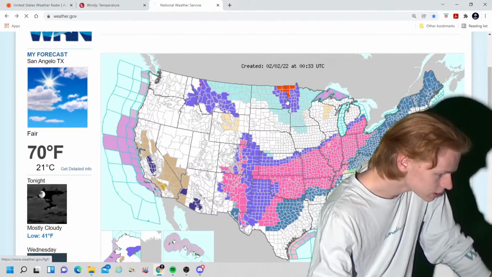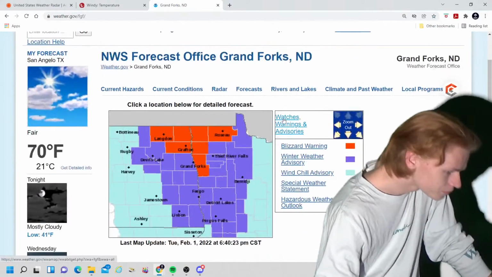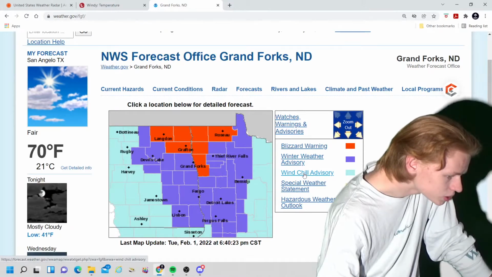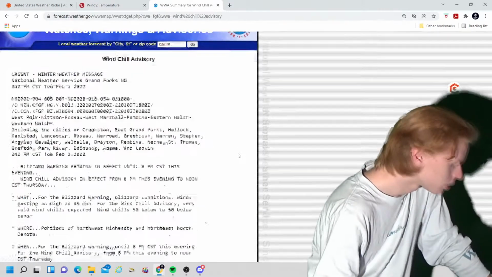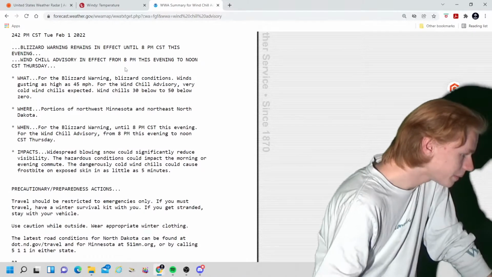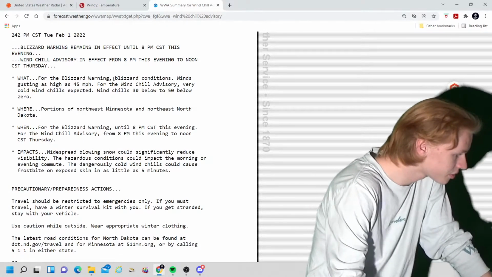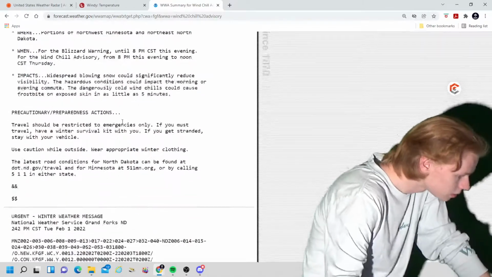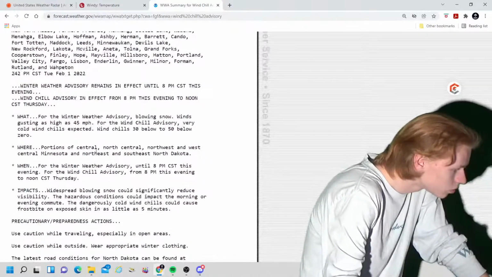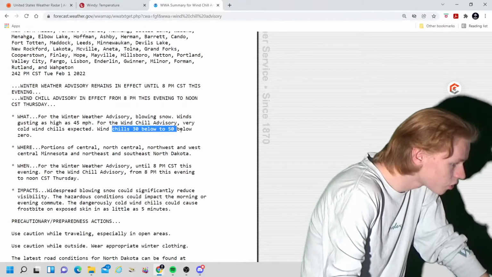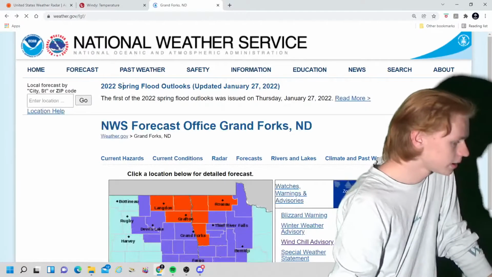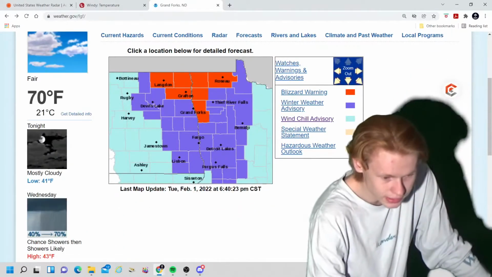Those wind chill warnings? Or no. Blizzard warning, yeah, blizzard warnings way up north. Wind chill advisory from 8 p.m. this evening to noon Central Standard Time Thursday. Wow, that's actually quite a while. What are the temperatures they're predicting? Oh wow, 30 below to 50 below 0. Yeah, no, I'm good. That seems pretty dangerous.